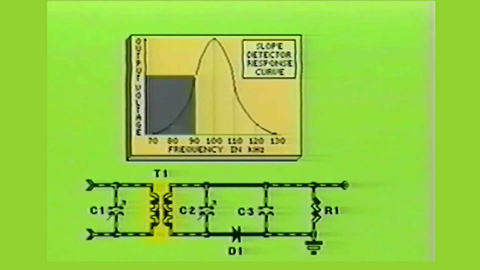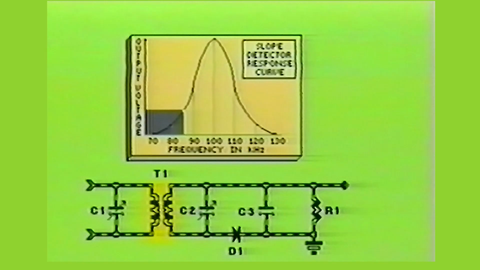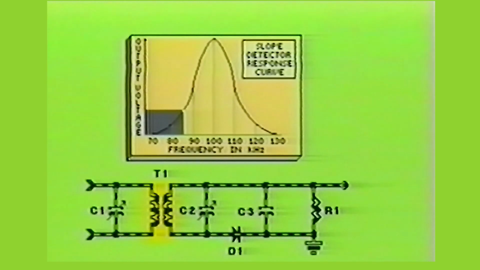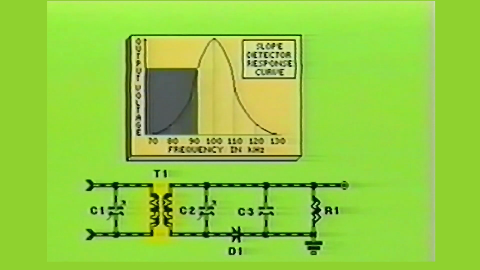Now, the resting frequency has deviated down 10 more kHz to 85 kHz. As you can see from the response curve, the output voltage taken from the R1-C3 combination will vary accordingly, thereby producing an audio output. If the FM deviation were to become greater than the linear slope of the response curve, distortion would be produced. For this reason, only narrowband FM can be detected with this circuit.